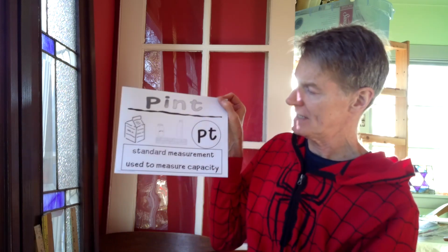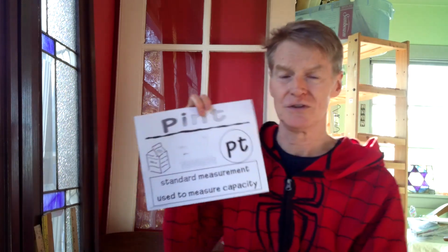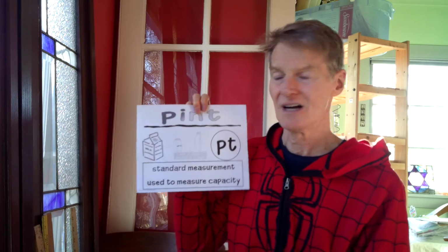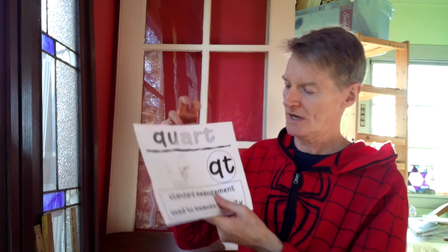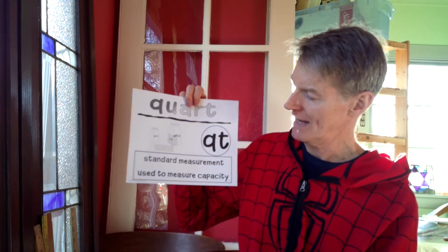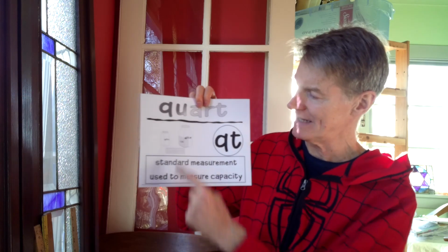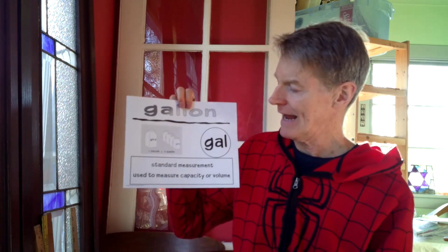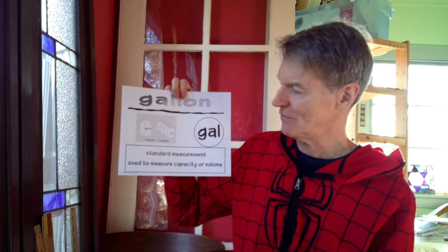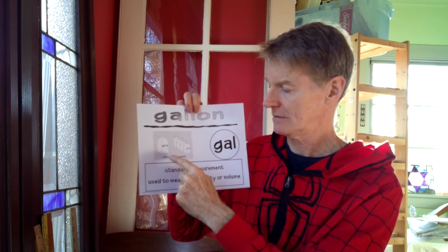Pint abbreviation is PT. Very often you hear this around liquid, so milk, juice, things like that. You say a pint of milk or a pint of cream or something. Next one up, the abbreviation is QT. That's a standard measurement used to measure capacity, and quarts, very often with juices and drinks, quart of milk. Ever hear people say that? Half a gallon of milk. The next one. A gallon is a standard measurement used to measure capacity or volume, GAL. 4 quarts go into a gallon.